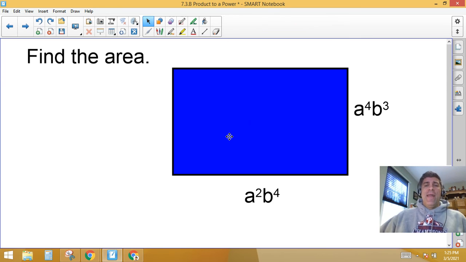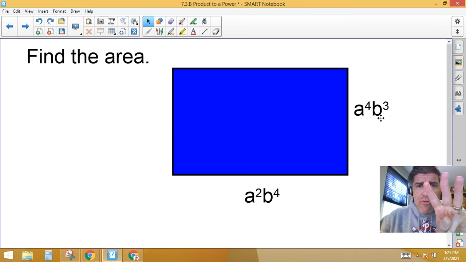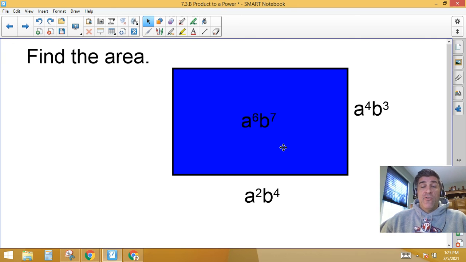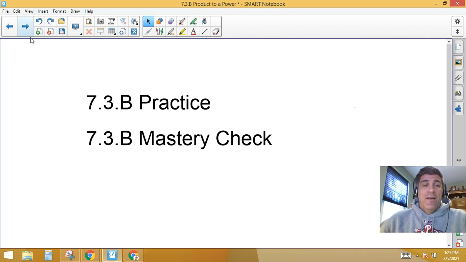All right. Last problem. Find the area. How do you find the area of a rectangle? Length times width. Even if it's funky, a squared, b to the 4th, a to the 4th, b cubed. What is the area? Hope you came up with a to the 6th, b to the 7th, because we just add our exponents together. That is it when I multiply like bases. And that's the lesson. You're going to do the 7.3b practice and your 7.3b mastery check.